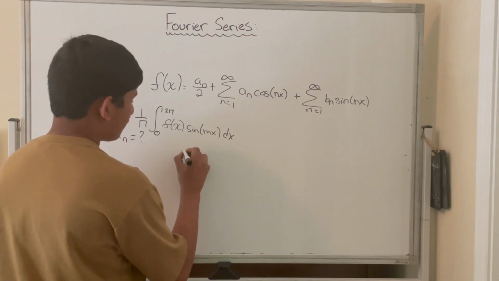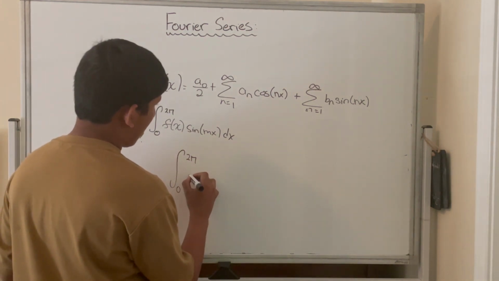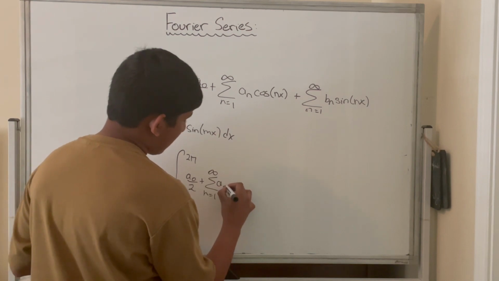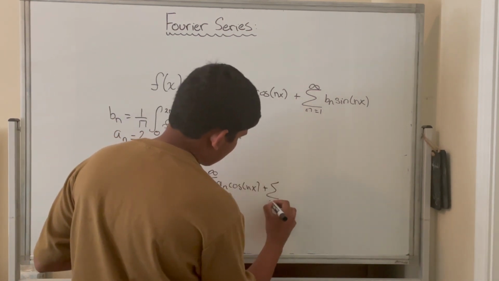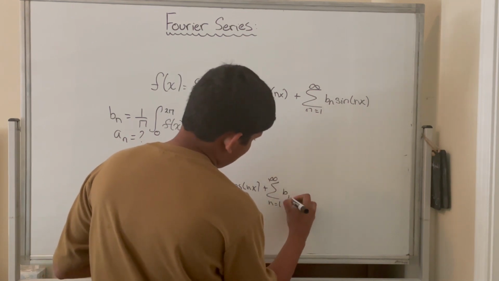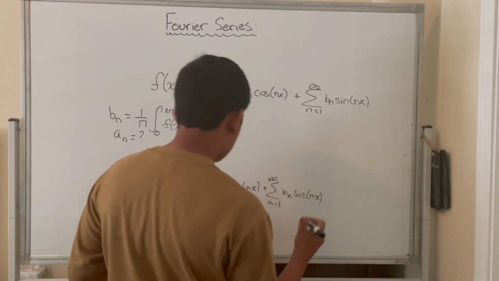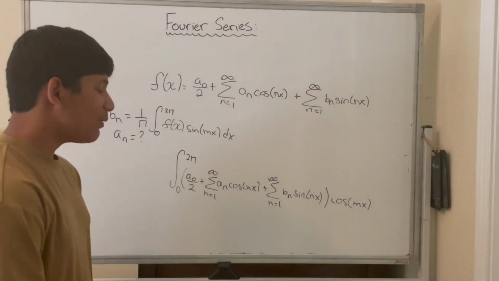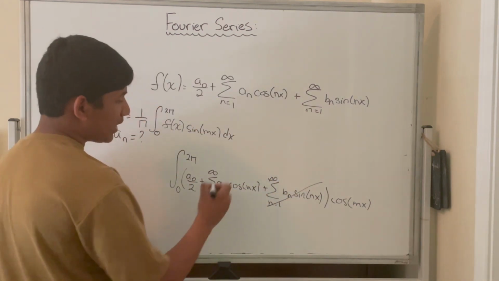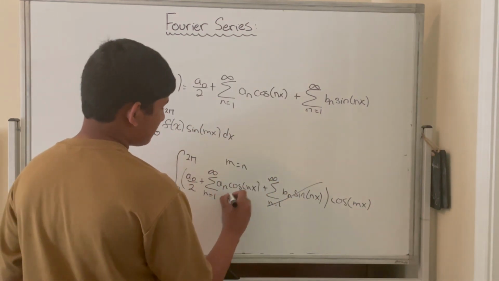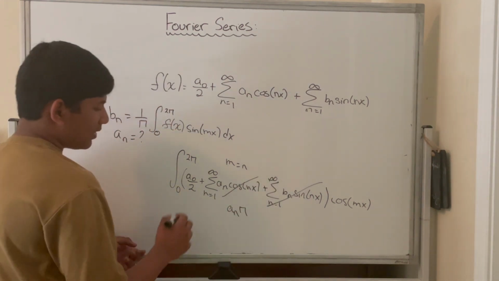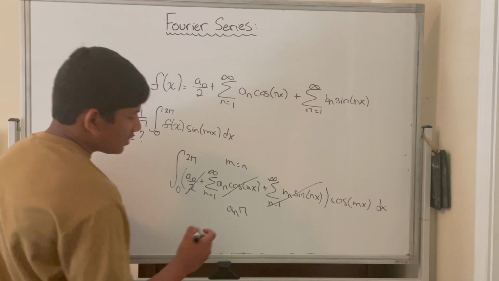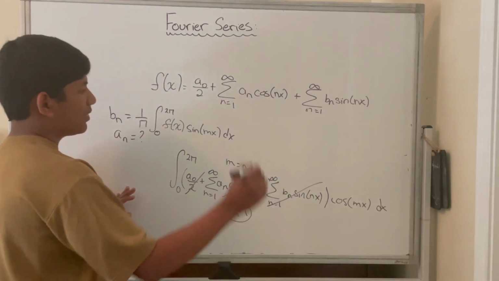Well, if we do the same thing, we have the integral from 0 to 2 pi of a naught over 2 plus the summation n equals 1 to infinity of an cosine of nx plus the sum n equals 1 to infinity of bn sine nx, and we're going to multiply this time by cosine of mx. Now when doing so, these cancel, and over here we have one case where m is equal to n, so this just becomes an pi, and this, obviously, same rule, still integrating over the period. Now remember, dx, this cancels, so we have an pi.